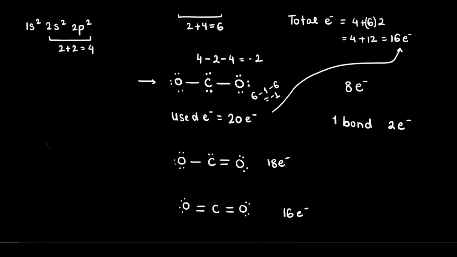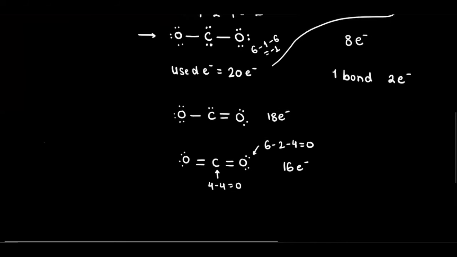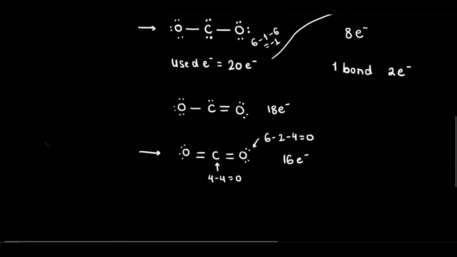And if you calculate the formal charge for carbon, it would be 4 minus 4, which is 0. And for oxygen, it would be 6 minus 2 minus 4, which is 0. So these are the minimum formal charges you can attain. So therefore, this is the structure we want. This is the structure of the carbon dioxide molecule.